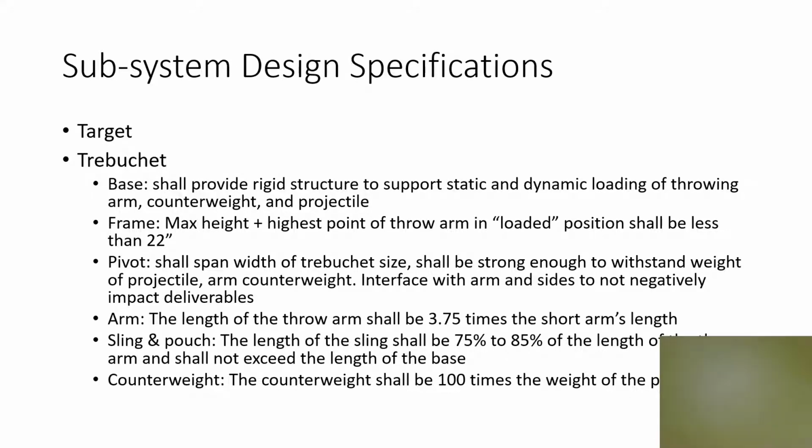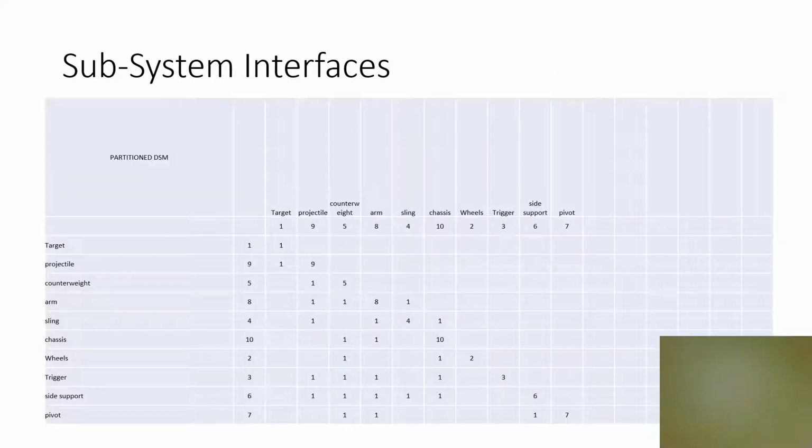Here are some examples of our subsystem design specifications. The big lesson learned here was that a lot of the subsystem design specs were related to the different interface agreements between the systems. We mapped out our subsystems so that we could see our interfaces with a boundary diagram.